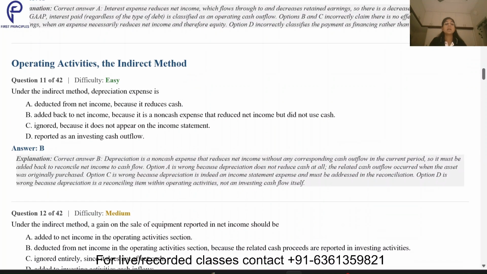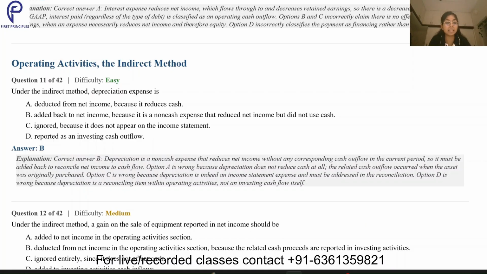Question number 11. Under the indirect method, depreciation expense is what? Under the indirect method, we add back the depreciation to the net income. Why? Because it is a non-cash expense. It is reduced by the net income, but in reality, there is no cash outflow. So that's why clearly I can see that option B is my correct answer.